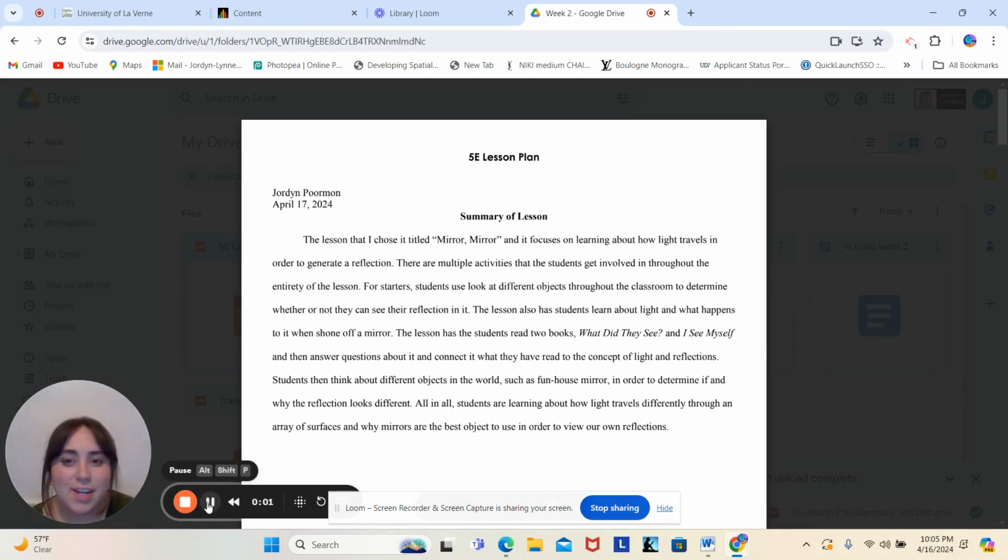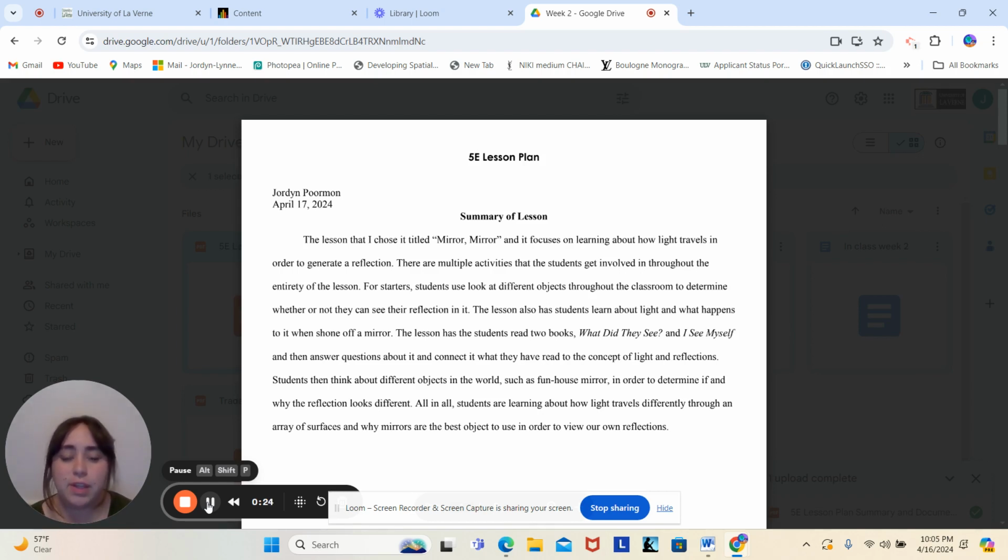So the lesson I chose is titled Mirror, Mirror, and it focuses on how light travels in order to generate reflection. So students are looking at different surfaces and they're seeing how the light bounces off of those surfaces and how that affects if there's a reflection or not, and overall how the light travels through it. So, can you see your reflection in a shiny surface compared to a dull surface, and so on and so forth.